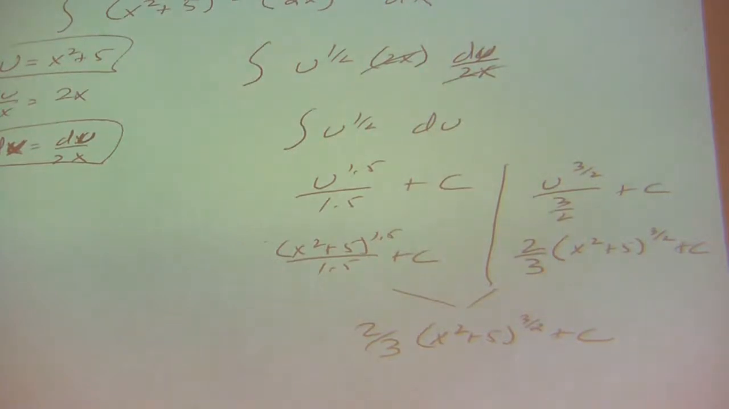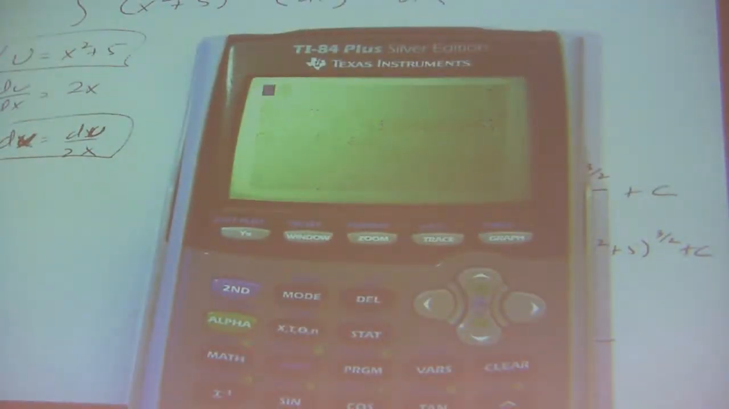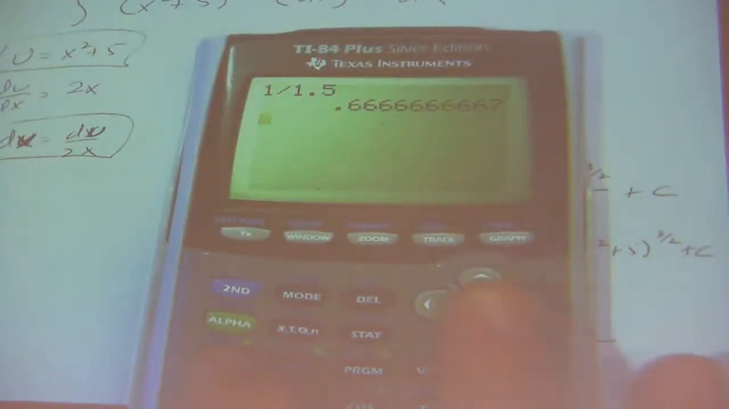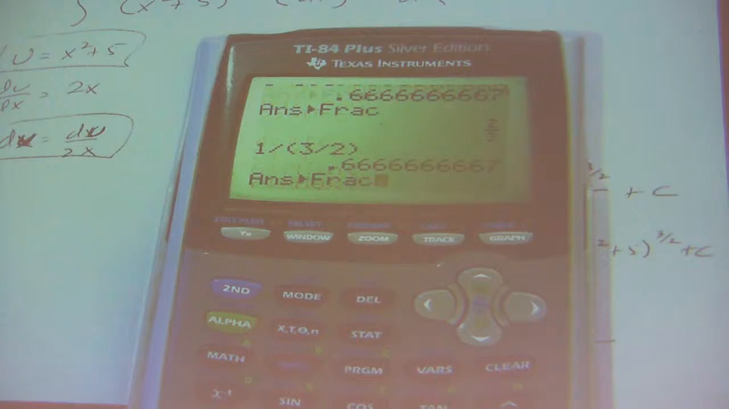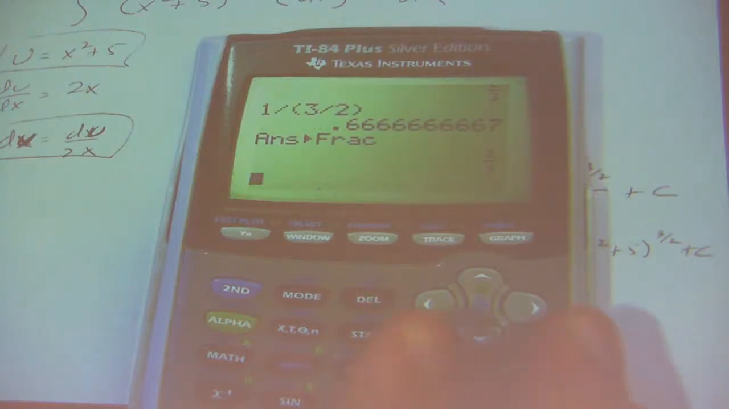Now, again and again, you're like, hey, it ends up being the same thing over and over again. Well, we're going to get a little harder. Any questions on this one? Yep, question. How would you get the 2/3? Okay, so you add 1, you get 1.5 over 1.5, right? So let's go to the calculator. 1 divided by 1.5, math, fraction, 2/3. Or 1 divided by 3 over 2, math, fraction, 2/3. However you want to do it. Questions on this one?